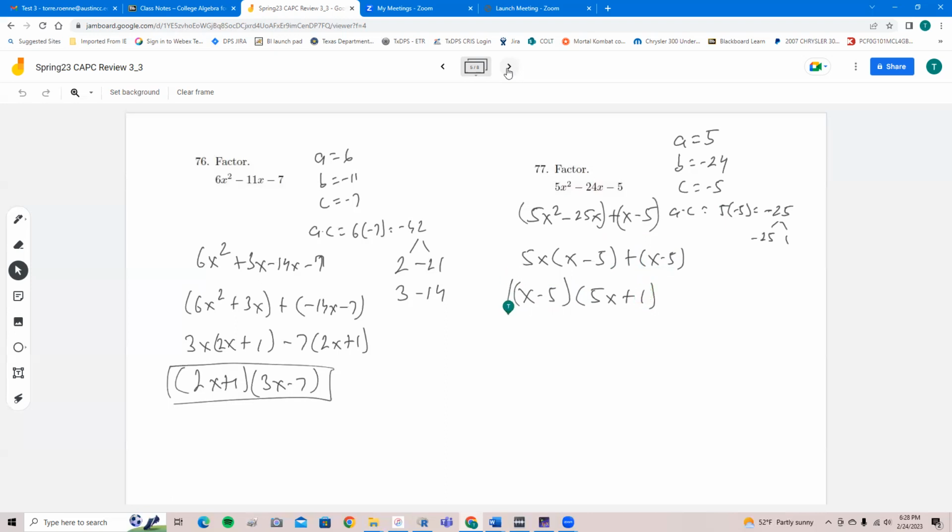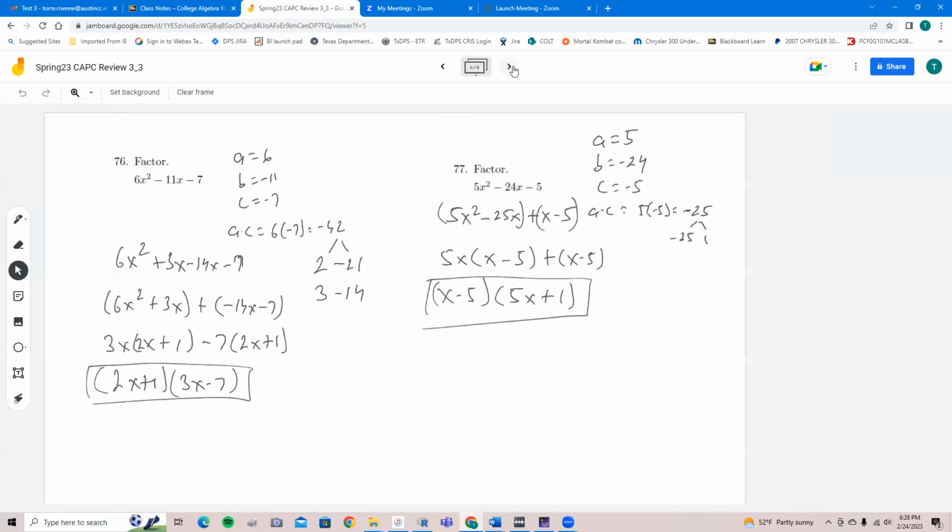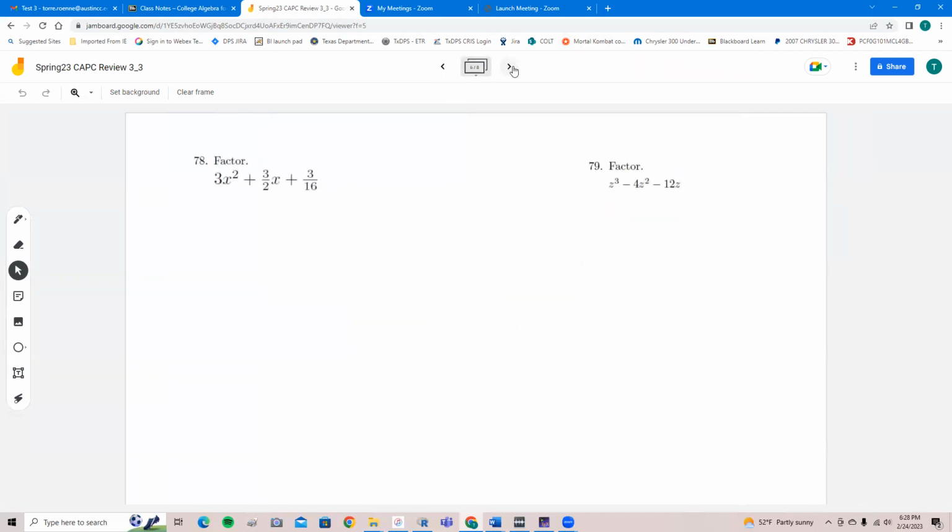And I am finished with that one. 77. Okay, next, more factoring fun. Now we're going to use three terms. The first thought should often be, apart from GCF, look for the AC method.